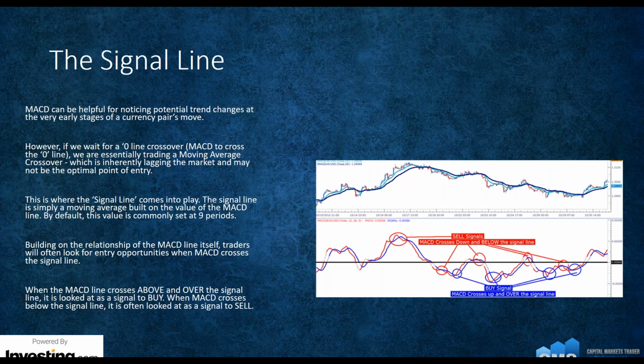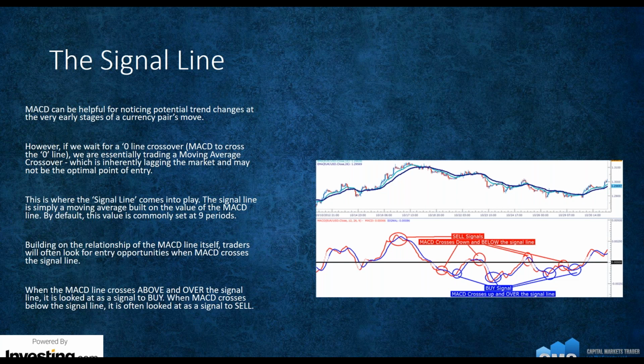The opposite is true. So MACD can be helpful for noticing potential trend changes at the very early stage of its currency pair. Okay. However, if we wait for the zero line crossover, the MACD to cross the zero line, we are essentially trading a moving average crossover, which is inherently lagging the market and may not be the optimal point of entry.